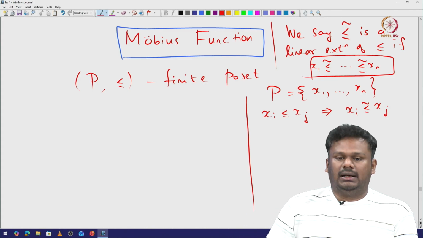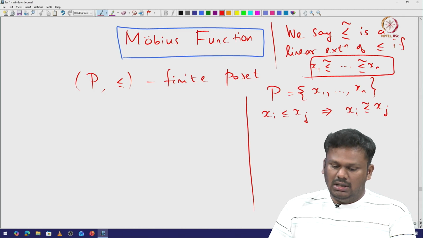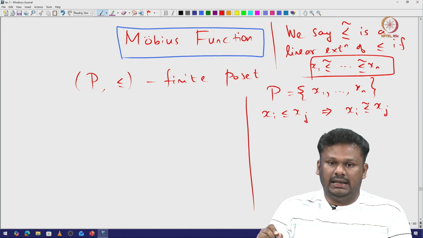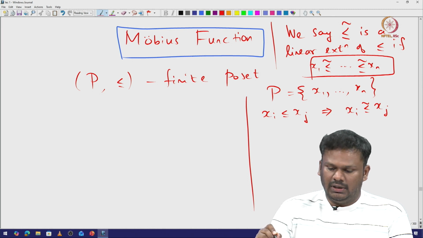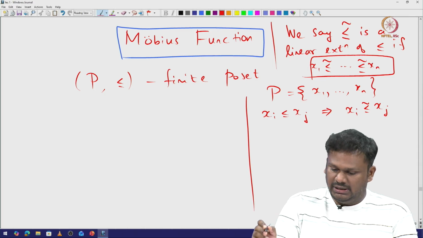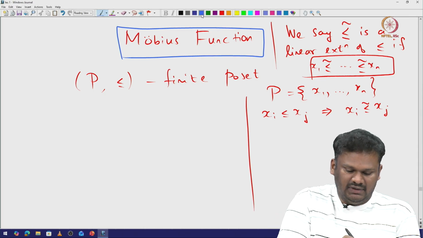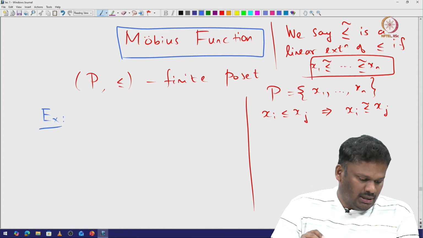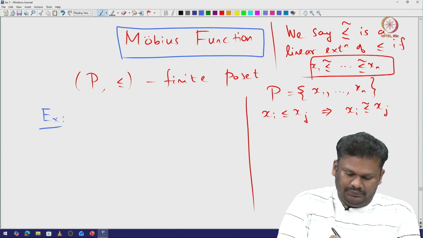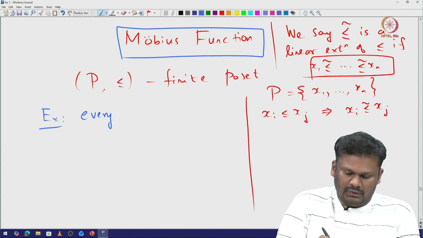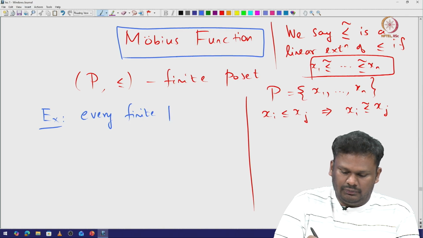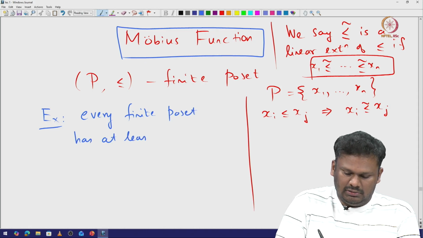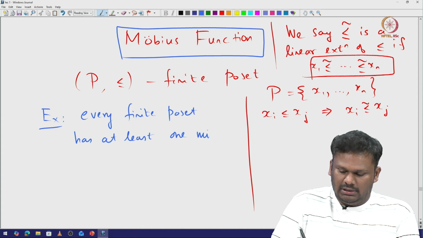Now, why does such a linear extension exist? That is based on the following fact: any finite poset has a minimal element. I am going to leave that as an exercise. The exercise is that every finite poset has at least one minimal element.